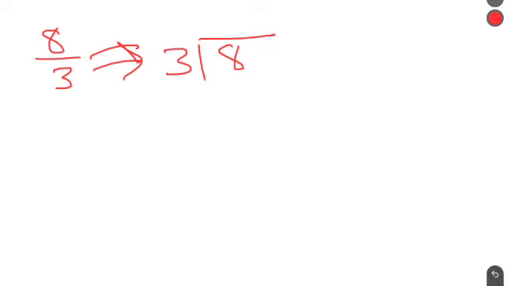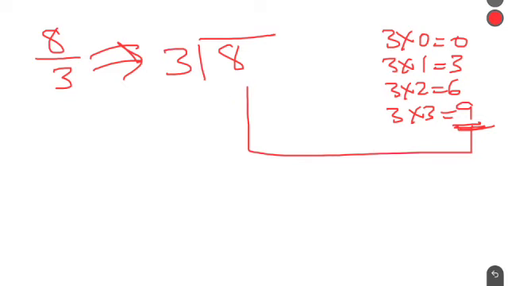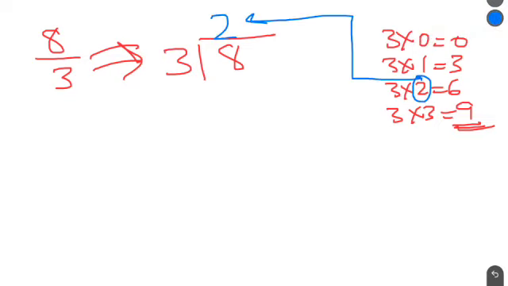Well, let's look at our multiplication table. 3 times 0 is 0. 3 times 1 is 3. 3 times 2 is 6. 3 times 3 is 9. So we see that the 9 is actually higher than the 8. So it cannot be a 3. Okay, so it must be the 2. So we take this 2 and we put it as our answer.